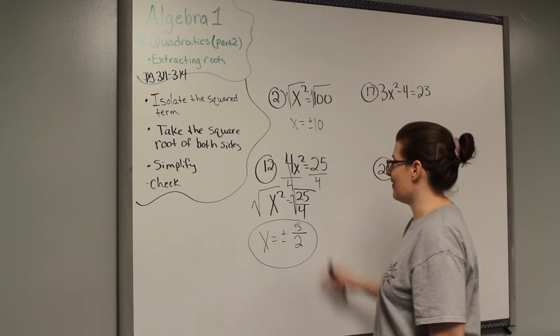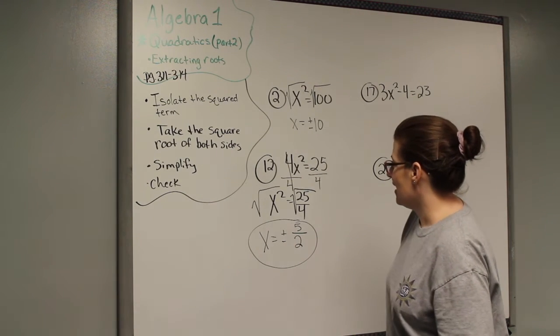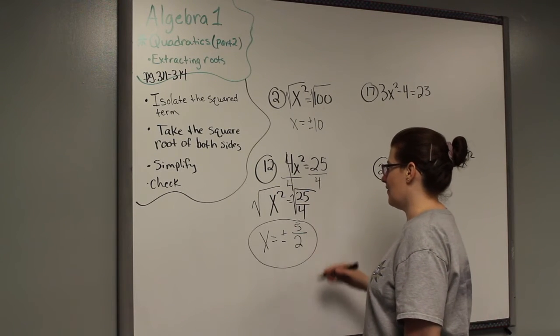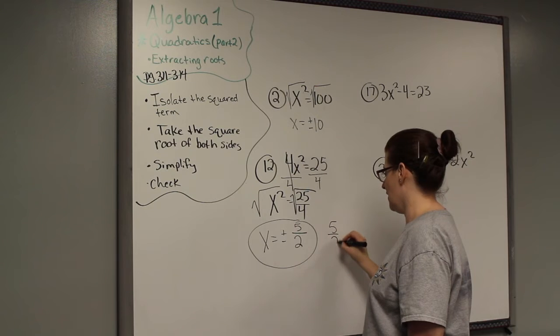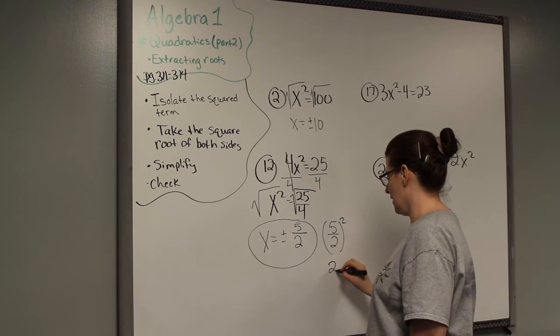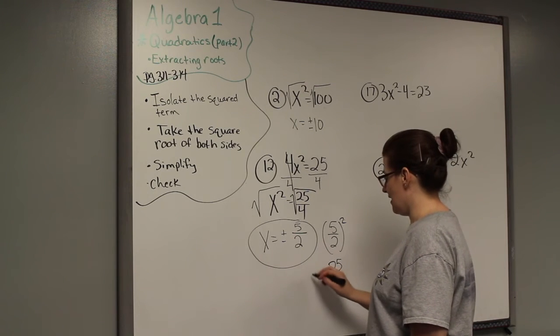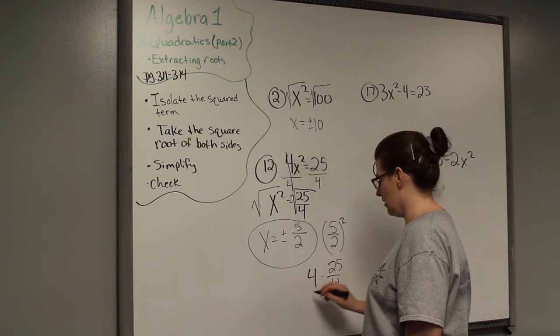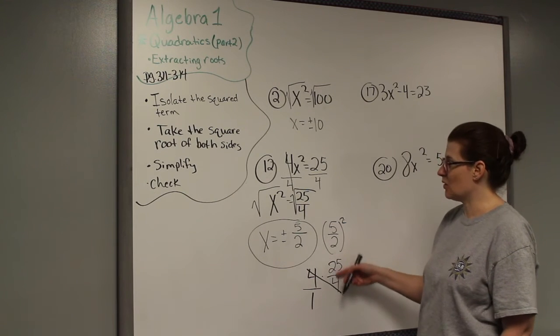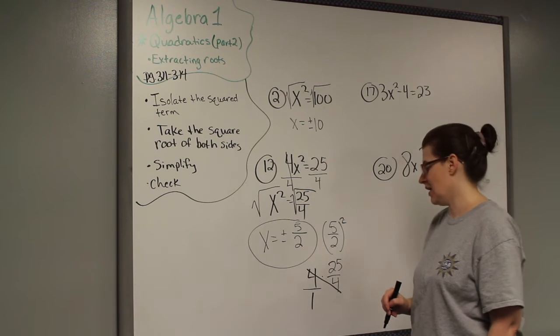If I put 5 halves in there and squared it and multiplied it by 4, I would get 25. So if I did 5 halves squared, that would make 5 times 5 over 2 times 2. And then if I multiplied that by 4, I'd put it over 1. The 4's cancel out, and I would get 25, and 25 equals 25.